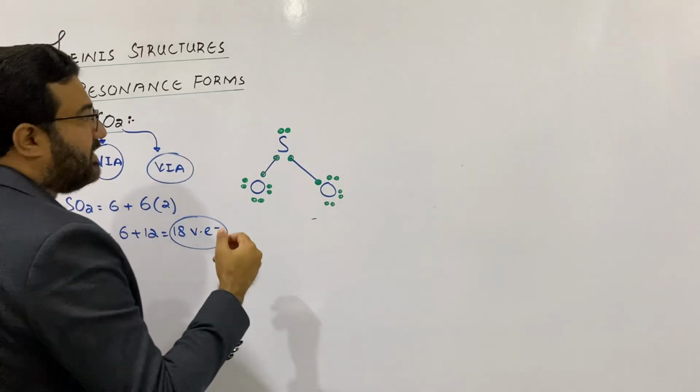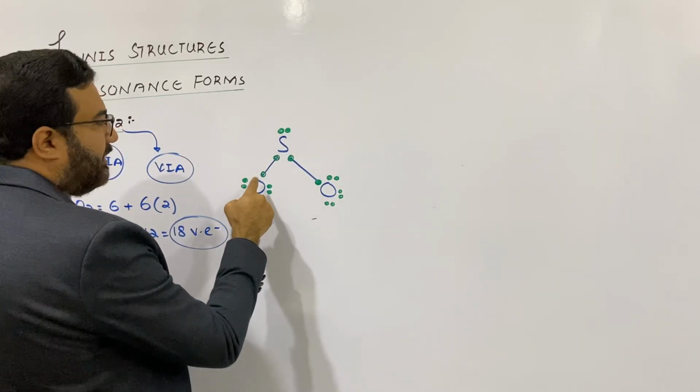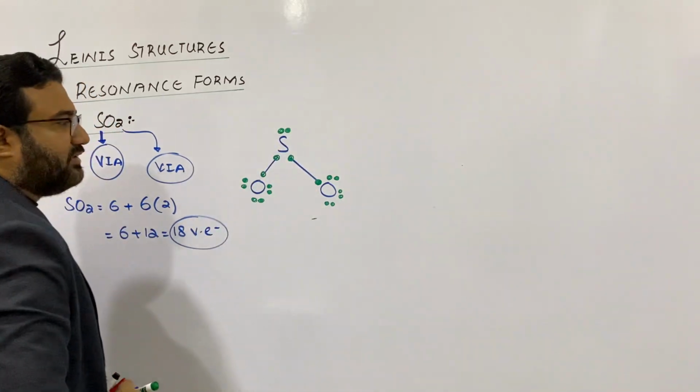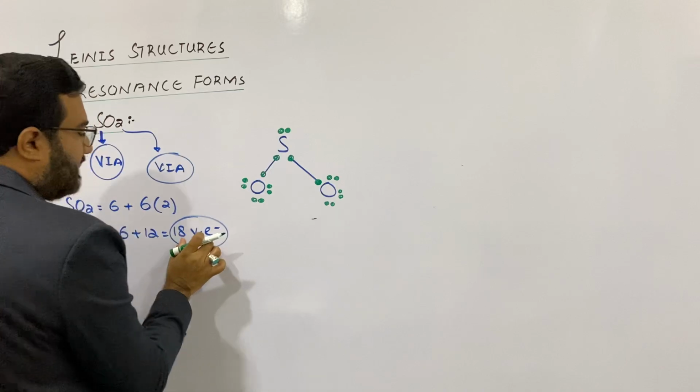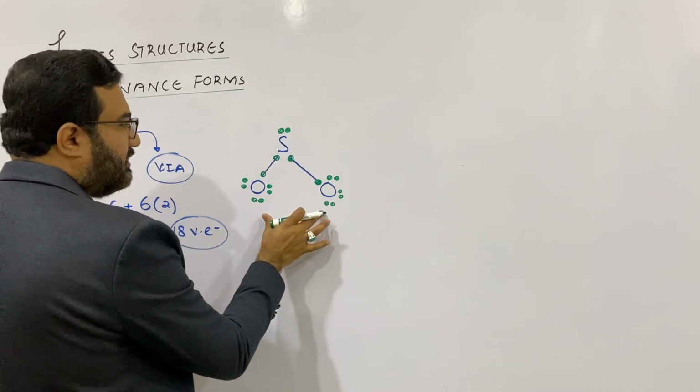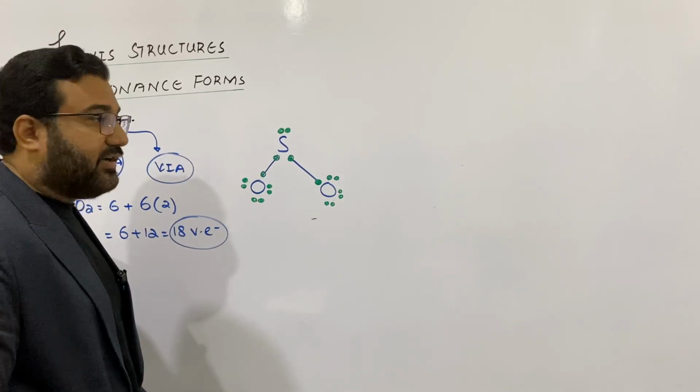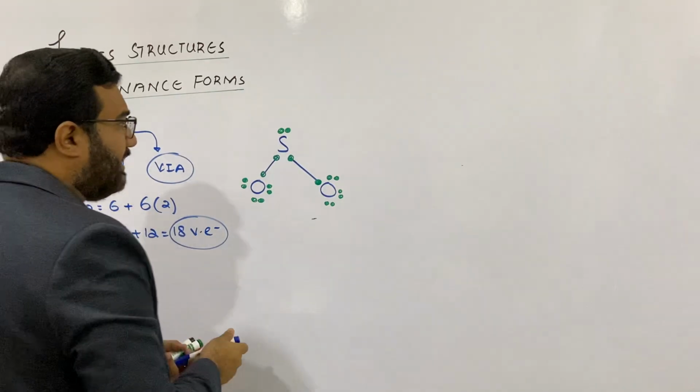Now let us see whether the octet of sulfur is complete or incomplete. Now sulfur is having 1, 2, 3, 4, 5 and 6 electrons. It means by using these 18 electrons, the octet of both oxygens is completed, but the octet of the sulfur is still incomplete. So now what will happen?